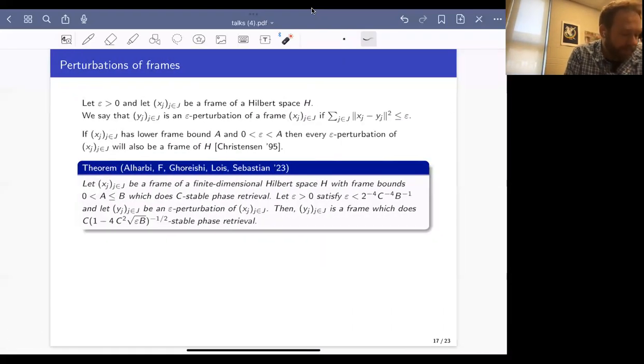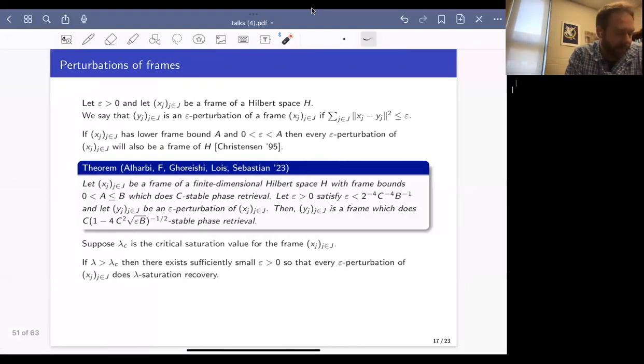And we have a result that says if you have a frame which does C stable phase retrieval and epsilon is smaller than this value, then every epsilon perturbation of your frame is going to do stable phase retrieval with this value. And so if you know the stability of phase retrieval for a frame and you perturb it a very small amount, you can calculate the stability of phase retrieval for that perturbed frame.